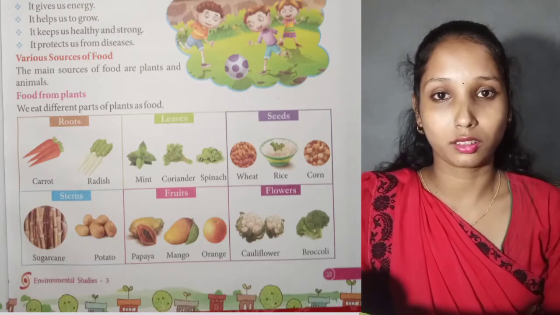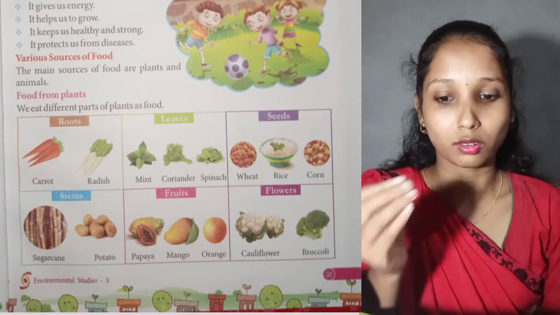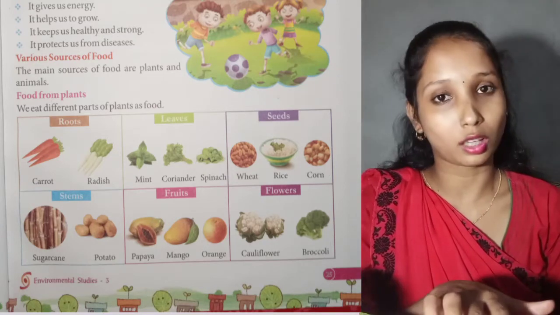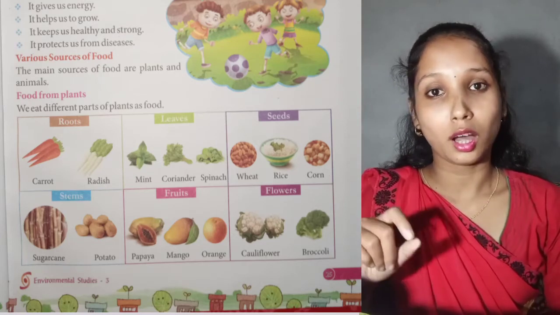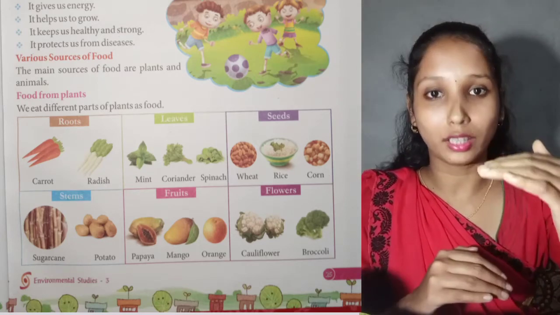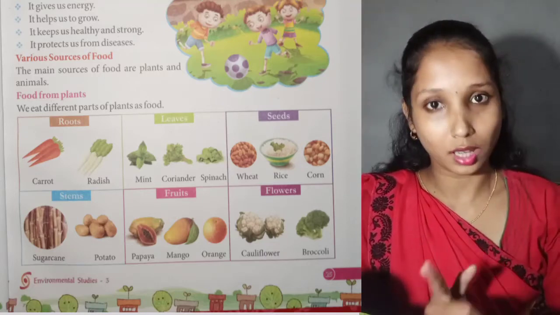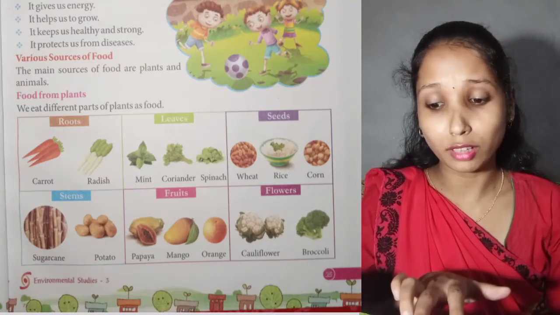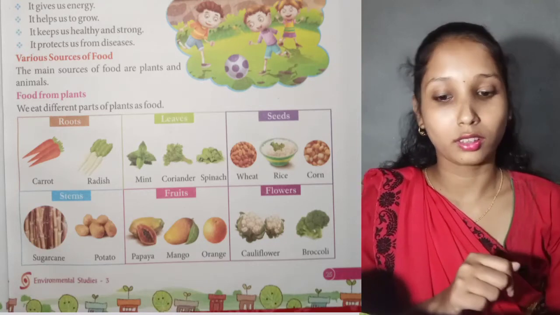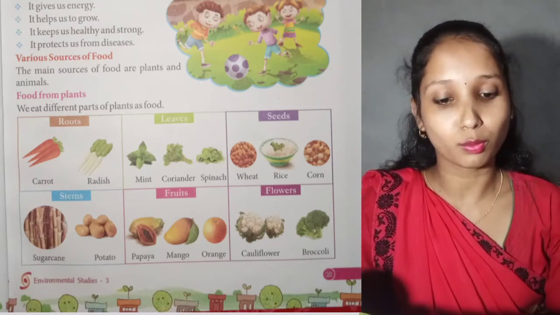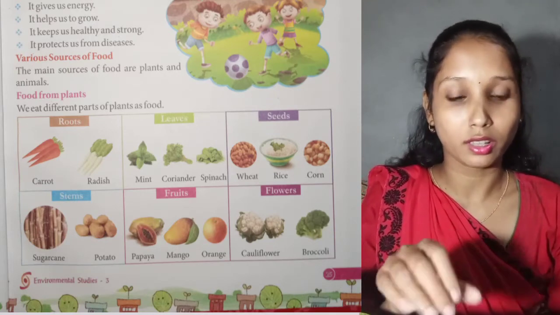Then seeds. Seeds means from where we get the new plants. So these are wheat, rice and corn. Then stem. Stem means the part just above the ground. Okay, so sugarcane and potato are the stems of the plants. Then fruits, all of you know it: papaya, mango, orange. Then flowers: cauliflower, broccoli. Okay, you read these pages very carefully.